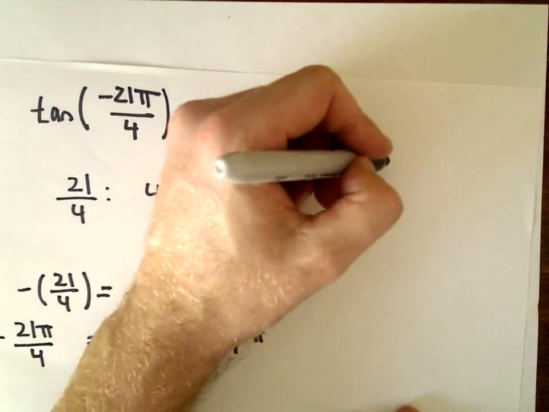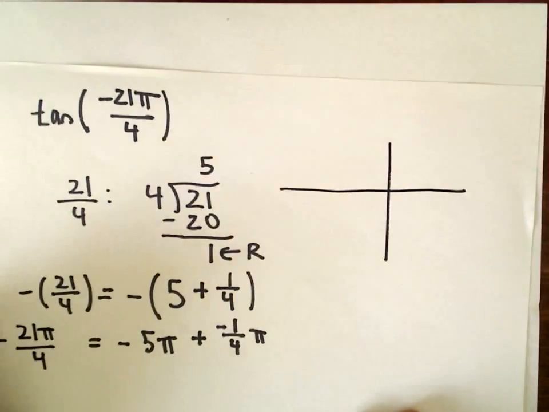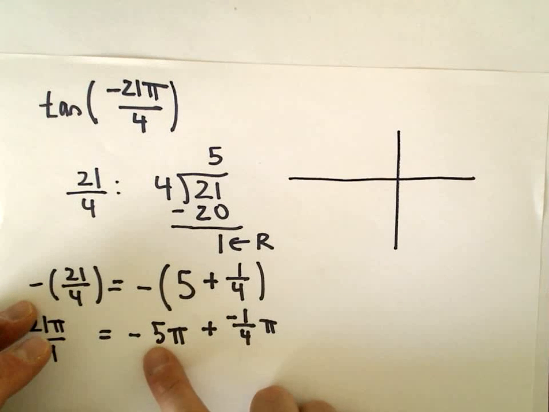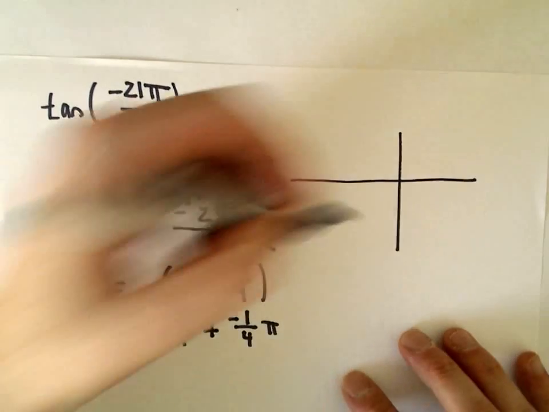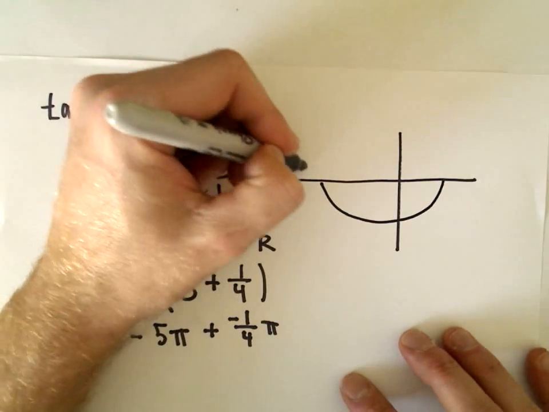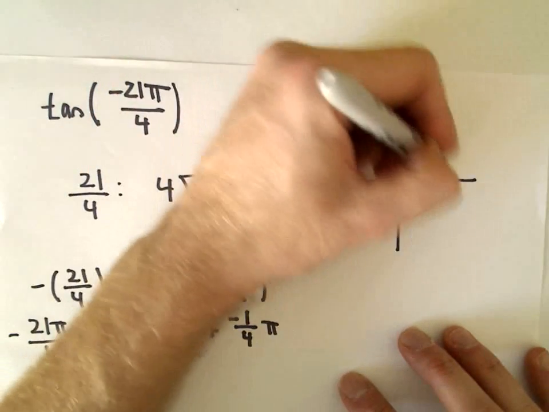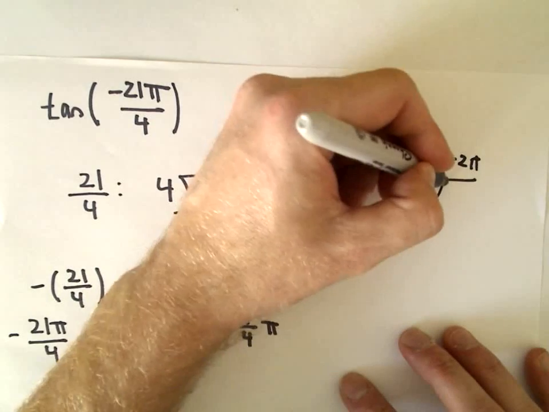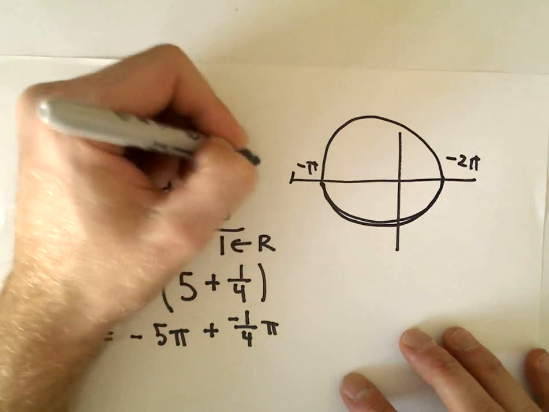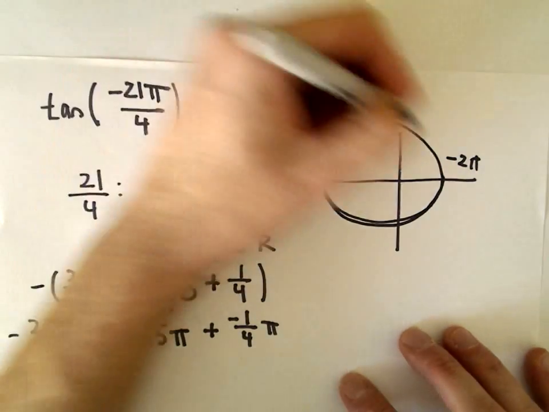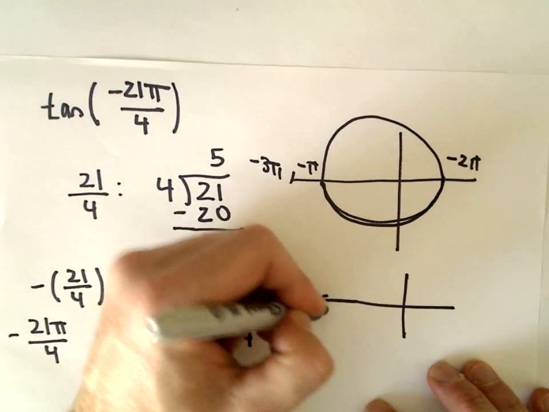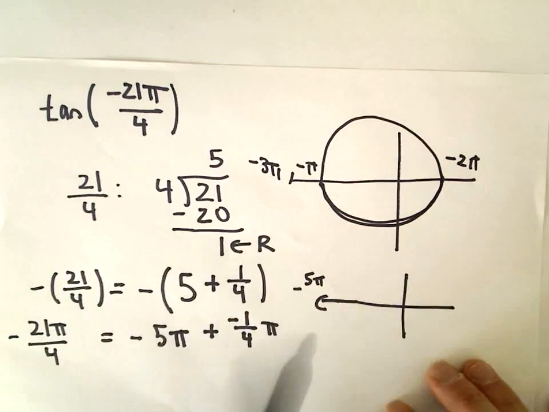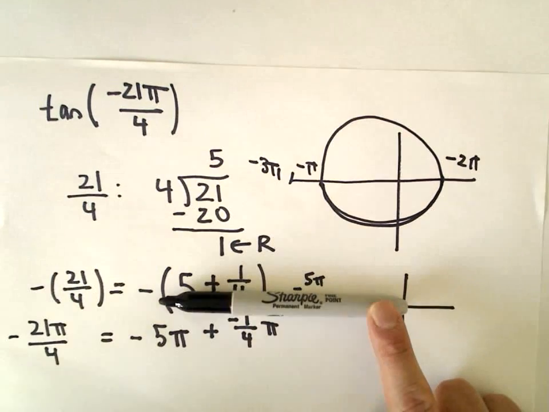Okay, so what does that mean to do? Recall that when we have negative values, we actually go clockwise. So there's negative 1 pi, negative 2 pi. If I keep going, that'll correspond to negative 3 pi, negative 4 pi, negative 5 pi. I'm going to be sitting right here, along the negative x-axis.